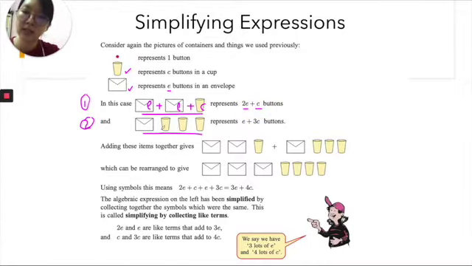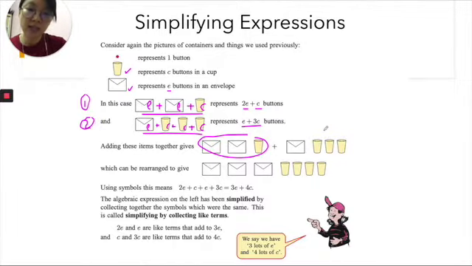And the second case, I have one envelope plus 3 cups. Envelope, E buttons, plus in one cup, I have C buttons, C buttons, C buttons. Altogether, I have E plus 3C buttons in there. So now I'm going to add up the first case and the second case.